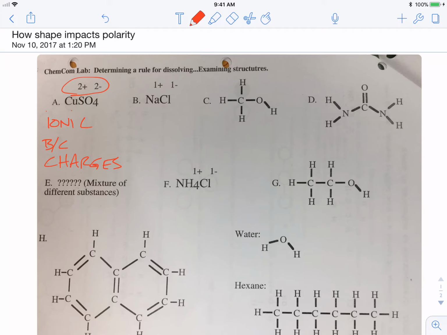Now later on, we're going to figure out why there are those charges there. It has to do with gaining and losing electrons and a concept called electronegativity, but that's a discussion for a little bit later. If we look at what other solutes are ionic, we can look at letter B, which is NaCl. We see the charges above it as well, so this is going to be ionic for the same reason. And letter F, we see these charges above NH4Cl. So all three of these are going to be ionic because we see those charges.